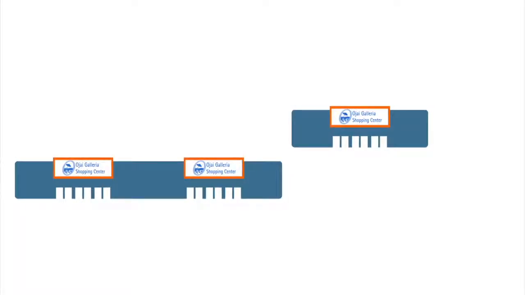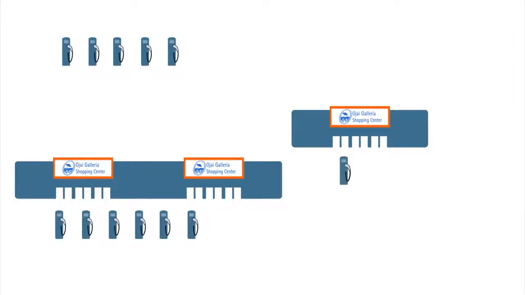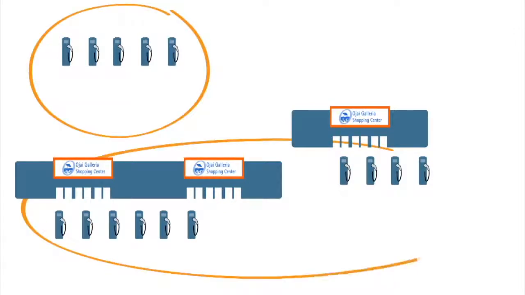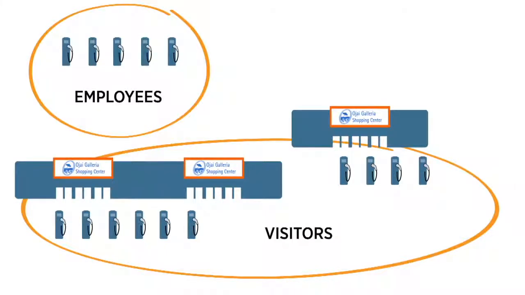Our organization, Ojai Galleria, wants all stations located at the back of our parking lots to be reserved for employees. The stations in the front lot are for visitors to use. So we'll create two custom groups to make it easy to apply access policies, one group for employees and another for visitors.